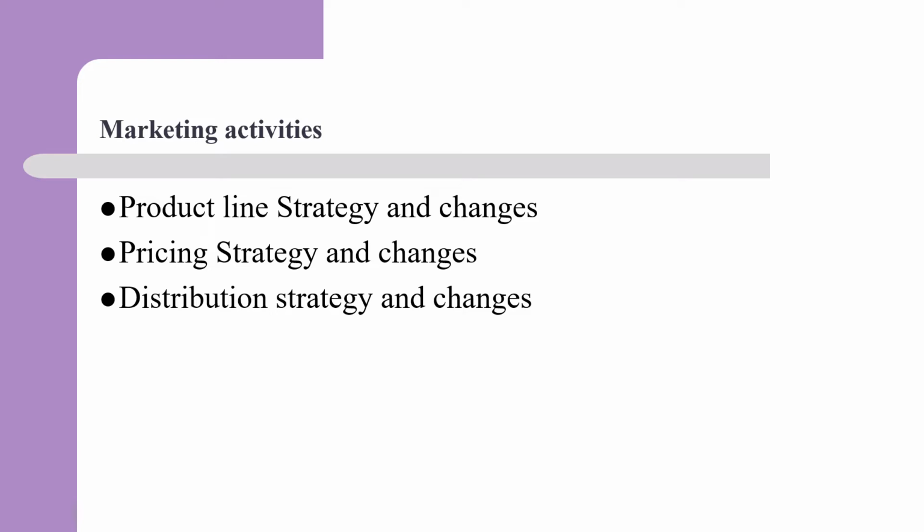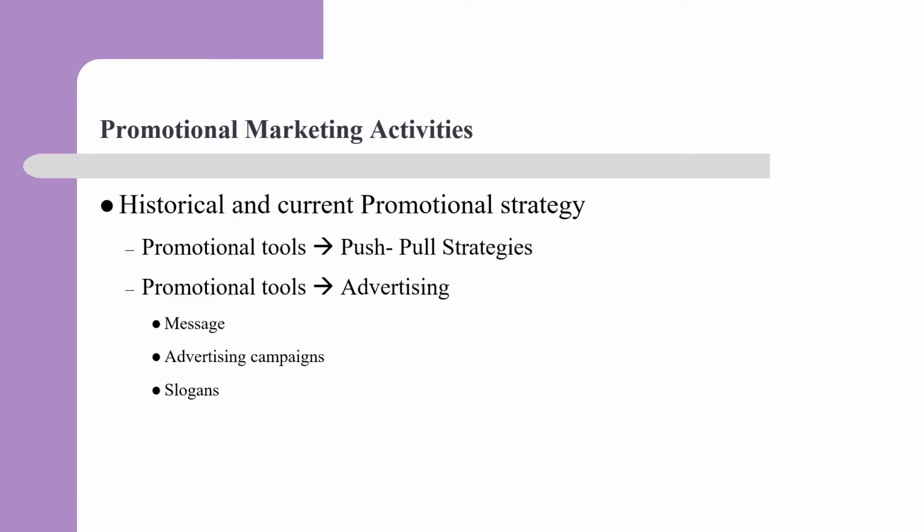Then there's pricing strategy and changes, and we talked about pricing strategies and potential changes. And then distribution strategy and changes. Now, we've talked about all of these in some detail in previous lectures. So let's talk about the last one of these, of course, of the 4 Ps. And you can see we have the 4 Ps here, right? We have product, price, place, and then, of course, the last P would be promotion.